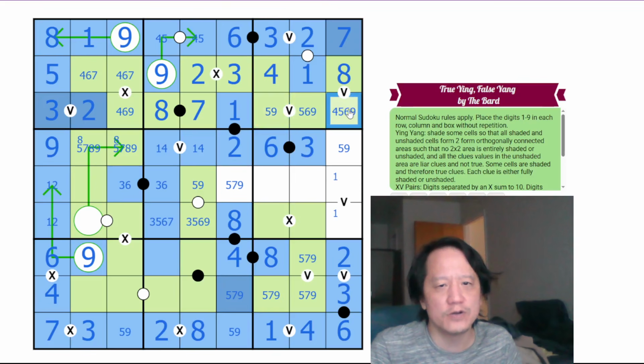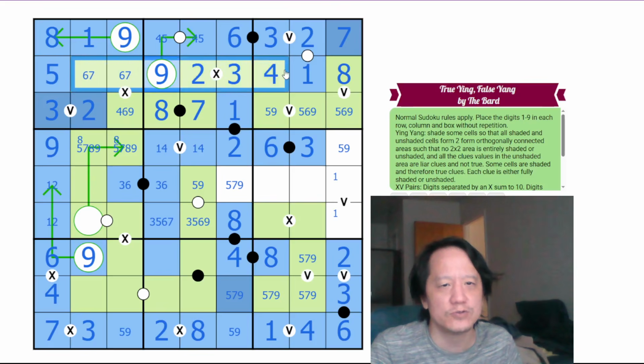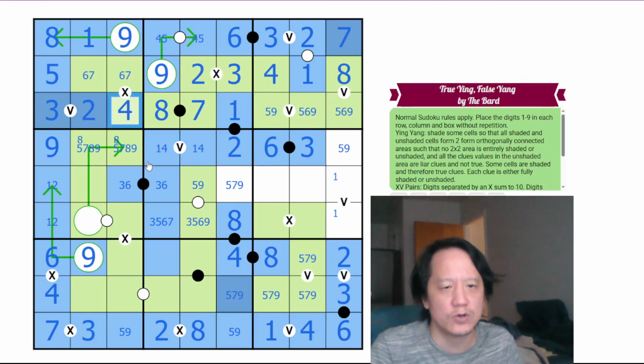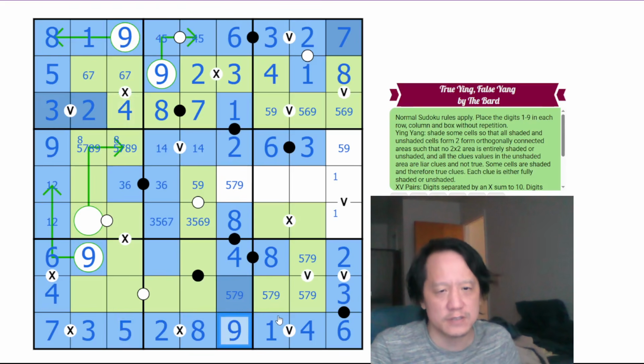No 4 here, no 4 here, no 4 here. 4 eliminates 4 in the rest of row 2. So this is a 6, 7 pair. That 6, 7 pair, and the 9 eliminates 6 and 7 and 9 in the rest of the box, so this is 4. 9 eliminates 9 here, so it's 5, which makes this 9. That eliminates 9 in the rest of the column.